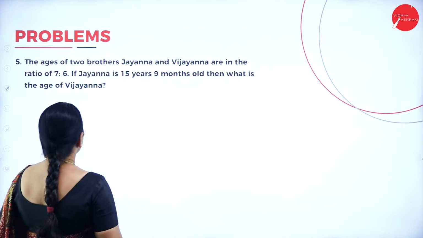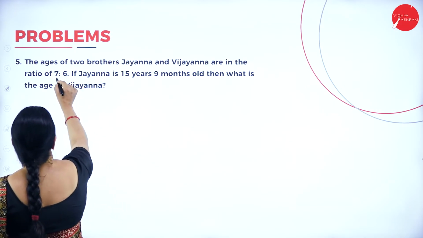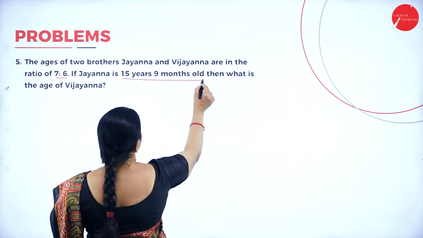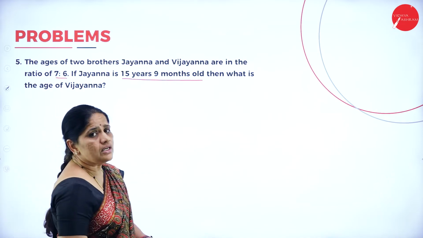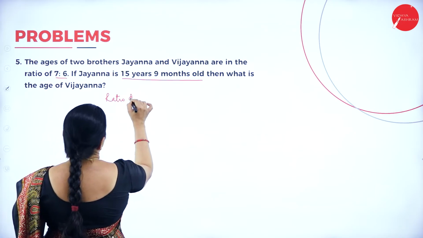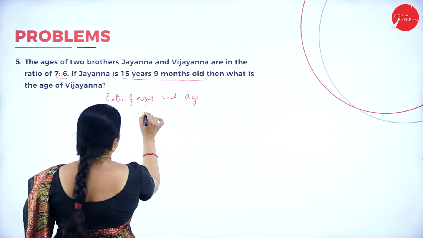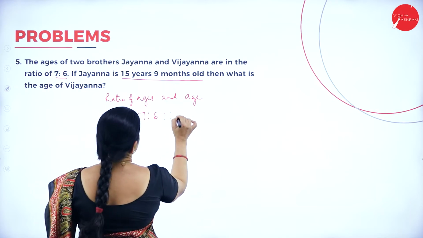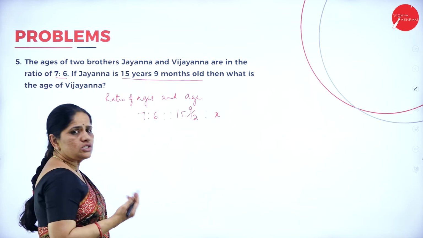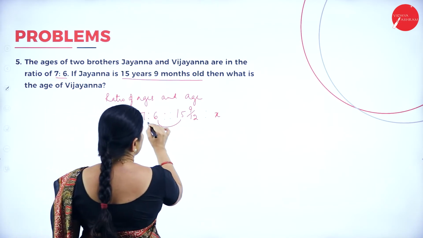Then, the next problem. The ages of two brothers, Jayanna and Vijayanna, are in the ratio of 7 is to 6. If Jayanna is 15 years 9 months old, then what is the age of Vijayanna? So, they have given us the ratio of the ages and an age. So, 7 is to 6 as 15 years 9 by 12 is to x. We don't know the value of x. That is Vijayanna. So, we multiply this.